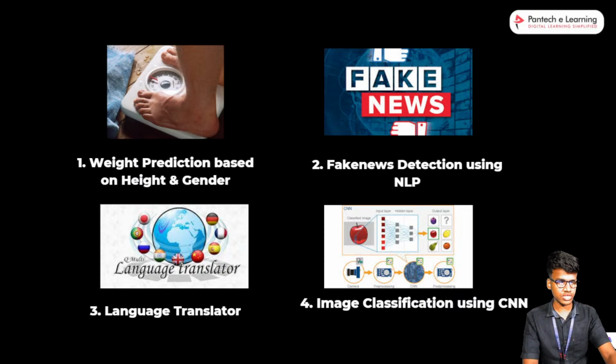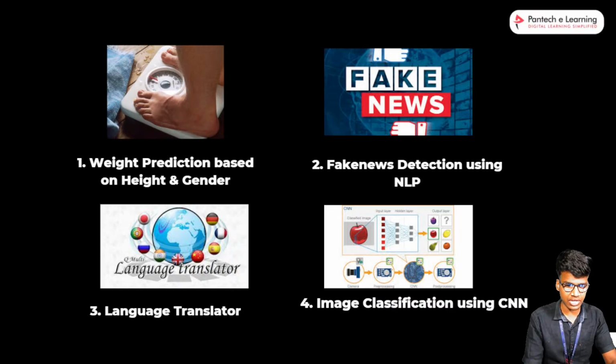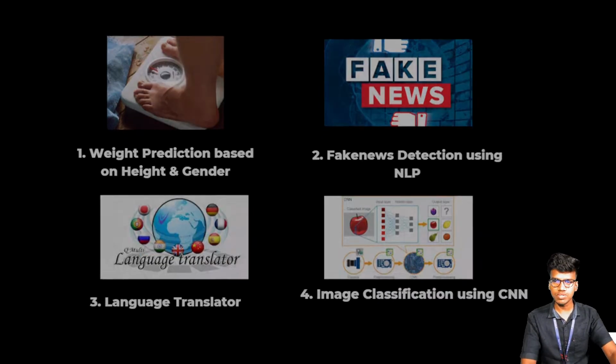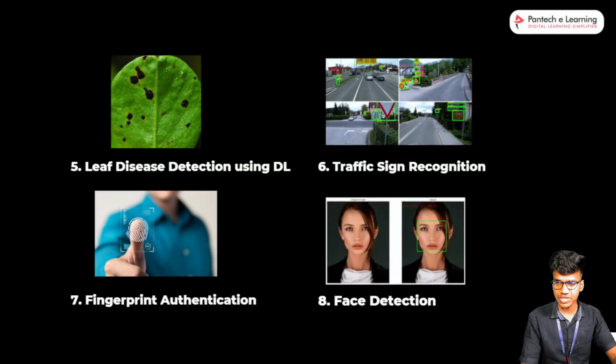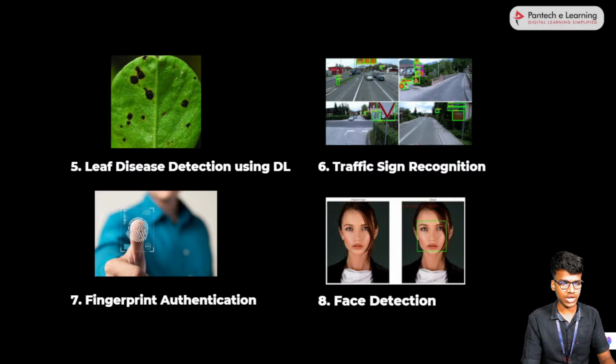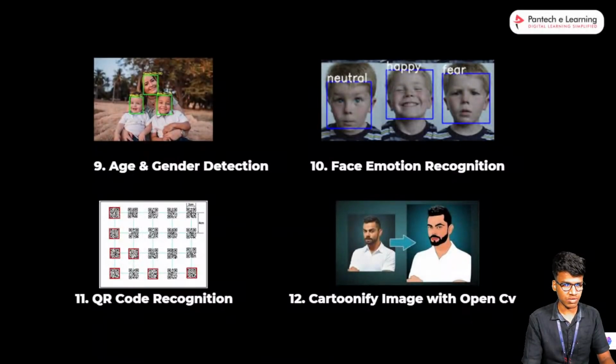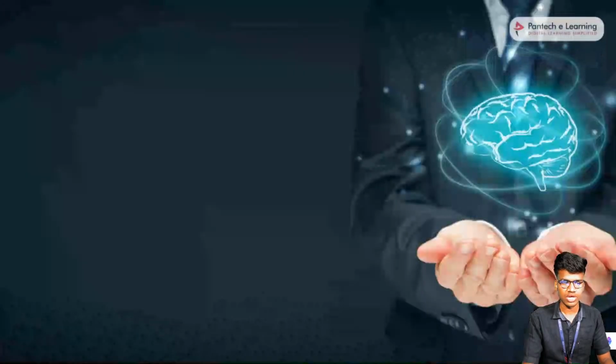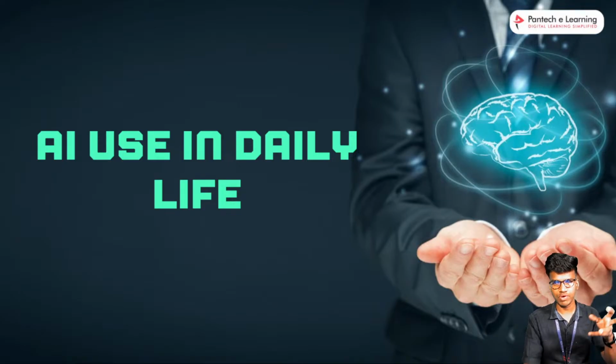So first, weight prediction based on height and gender. Fake news detection using the NLP concept, that is, whether news is real or fake. A language translator helps convert one language into another. Image classification using CNN, which is also image processing, a computer vision concept. Then leaf disease detection using deep learning, where we provide an image and it tells whether the leaf is affected by disease or not. Traffic sign recognition, fingerprint authentication, face detection, age and gender detection, face emotion recognition, QR code recognition, and cartoonify image with OpenCV. Everything happens with AI technology. With the help of AI, we can create this kind of thing.